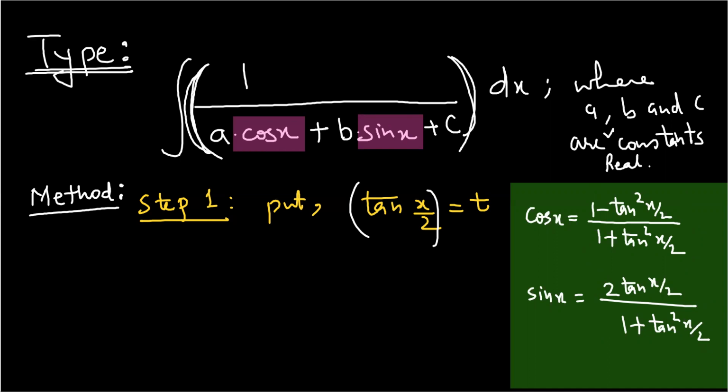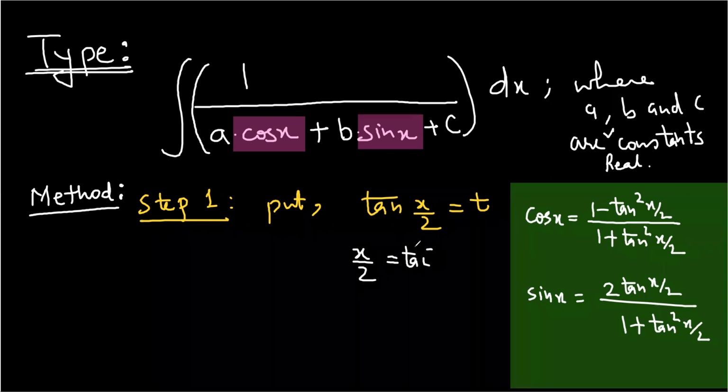Now, whatever little is left, don't worry, students. You saw even in the first type, when we solved problems, the problems were very simple. The same thing is going to happen here. Just do not worry. So put tan x by 2 as t. If tan x by 2 is t, then x by 2 will be tan inverse of t.